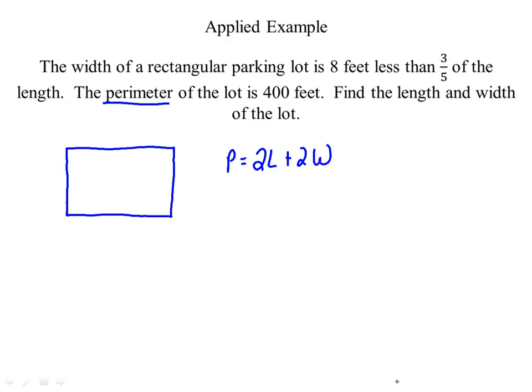There's your formula. Okay, so let's go back and read how to set this up. It's telling us that the perimeter is 400 feet, so we're not looking for the perimeter. And it says the width of a rectangular parking lot is 8 feet less than 3/5 of the length. So we don't know anything about the length, so the length is just going to be the length. The width, on the other hand, is going to be 3/5 of the length, and then less than that by 8. So you're going to have 3/5 L minus 8. And remember, I wrote it backwards because of the less than. If it had said minus or take away, I wouldn't have written it backwards.